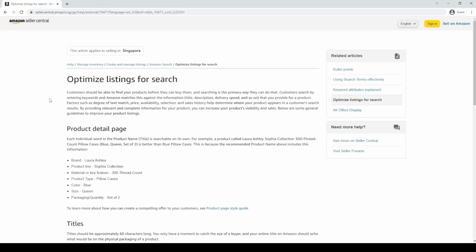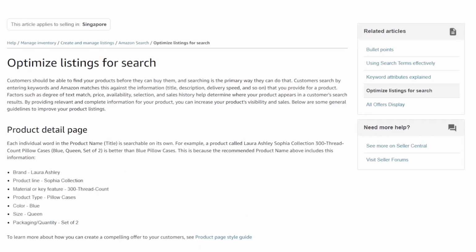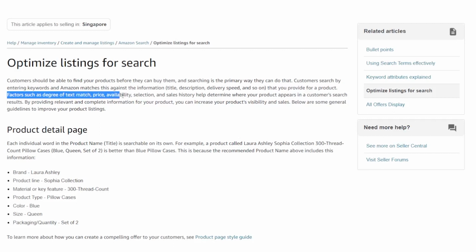Actually, everyone has a story to tell about how to rank your products on Amazon page 1. But I will just focus on what Amazon says to us to build a better keyword strategy. So let's check. Previously, there was such information in the Seller Central help page, which still exists on the Singapore website of Amazon, as you see now. They say factors such as degree of text match, price, availability, selection, and sales history help determine where your product appears in a customer's search results.